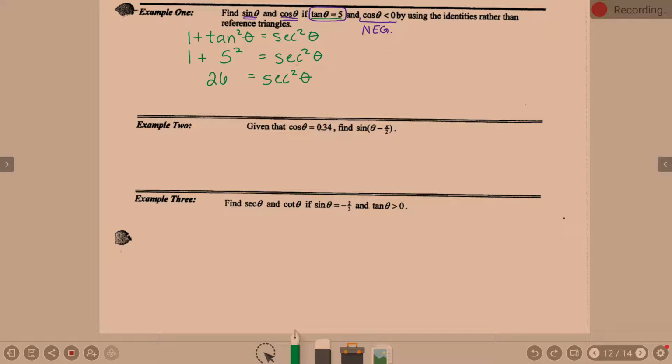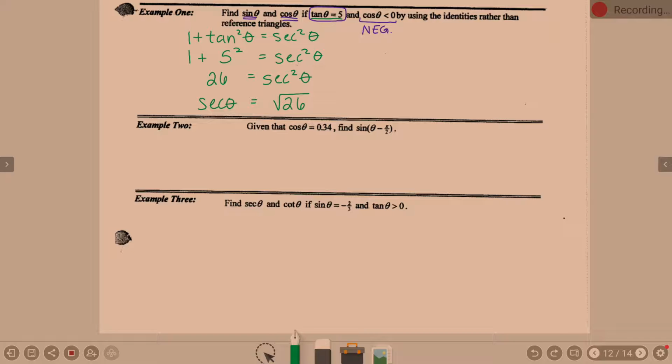If you're not sure or hesitate, my question to you would be, if this said x squared equals 26, how would you solve? You'd square root both sides, yes? So if it says secant squared equals 26, how can you solve? We can square root both sides. So if we square root both sides, the square root of secant squared is secant. The square root of 26? Square root of 26.